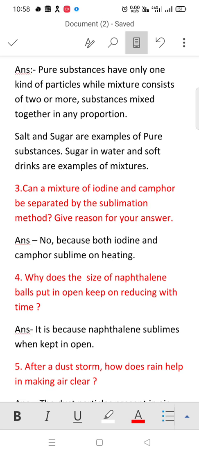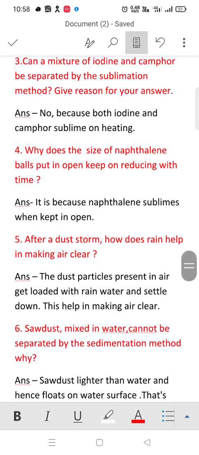The next question, fourth. Why does the size of naphthalene balls put in open keep on reducing with time? It is because naphthalene sublimes when kept in open. Question number 5. After a dust storm, how does rain help in making air clear? The dust particles present in air get loaded with rainwater and settle down. This helps in making air clear.